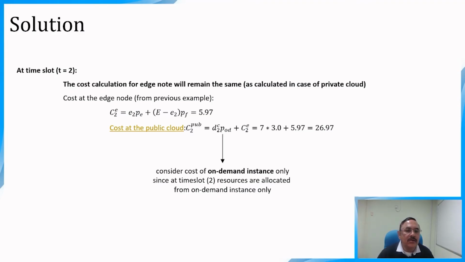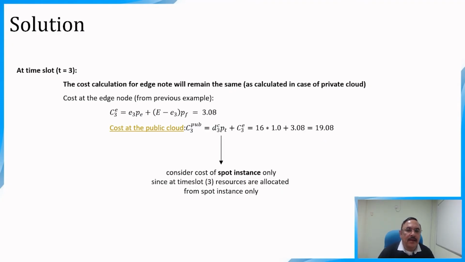Now, for time slot 2, that particular calculation is again E2 PE plus E minus E PF, and that is nothing but a public cloud, that is the cost of the on demand instance only, since time slot 2 is allocated for on demand instances. It comes out to be 26.97. Now, coming to the third one, here the third one is the spot instance, and that cost comes out to be 19.08.